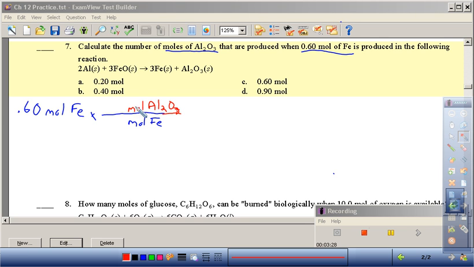Now my Al2O3, how many of those do I have? Well, there's no number in front, so that means it's 1. How many Fe's do I have? Well, there's 3. I just take my numbers from here. Am I done? Well, I'm going to cross off my like units. That leaves me with moles of Al2O3. The question says to calculate the moles of Al2O3, so I'm done. And I just plug that into my calculator, and I get A.